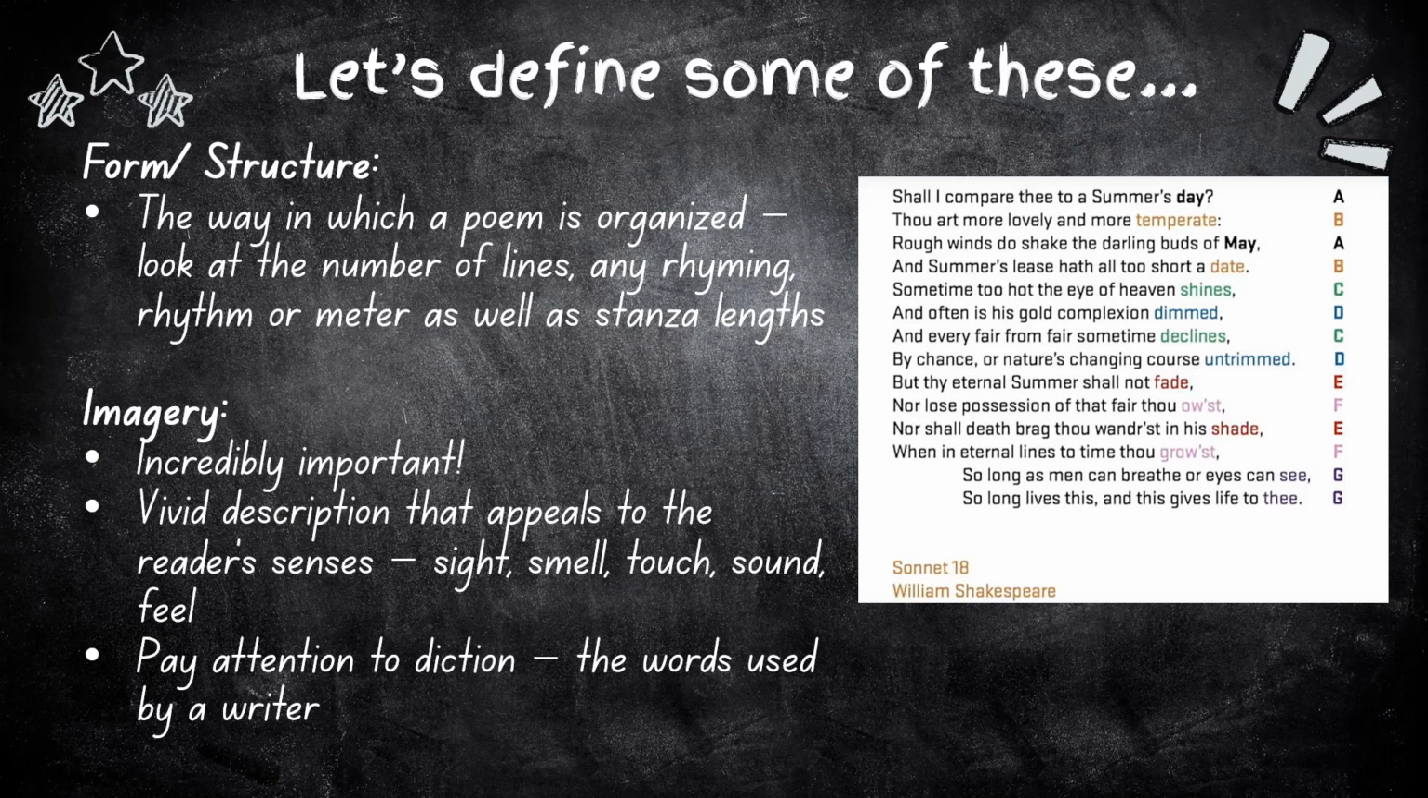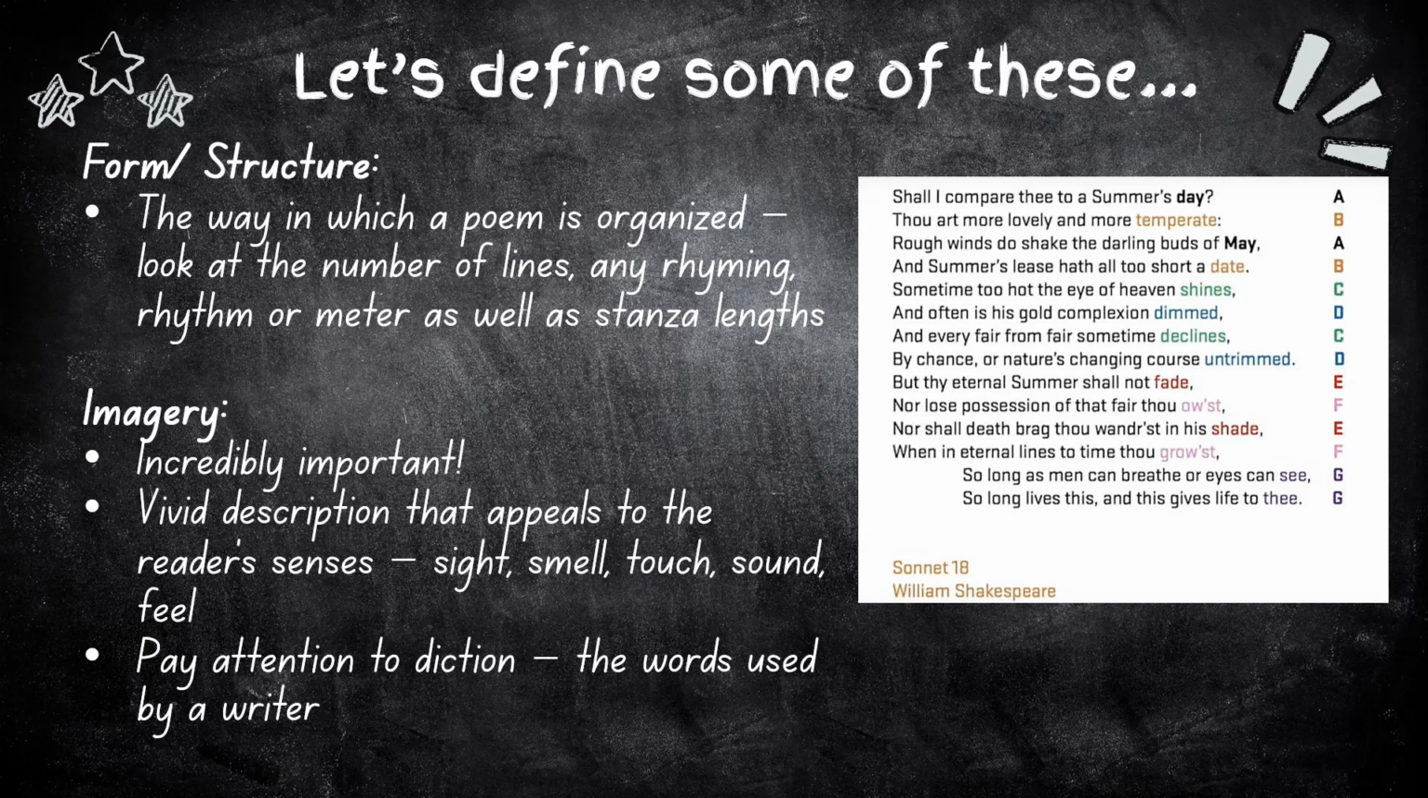This poem, Sonnet 18 by William Shakespeare, if you are in grade 10, you will be tackling it this year. Grade 11 and 12, you've probably dealt with this poem before, but when we look at the structure of this particular poem, we are looking at, first of all, the number of lines. How many lines is it? And if you are to count, you'll find that it is made up of 14 lines.